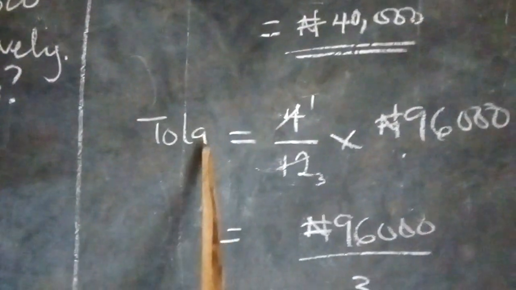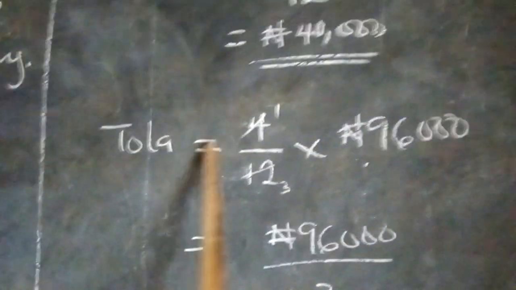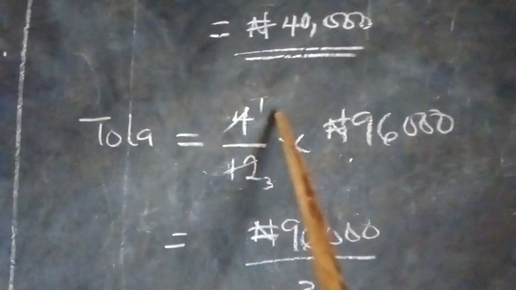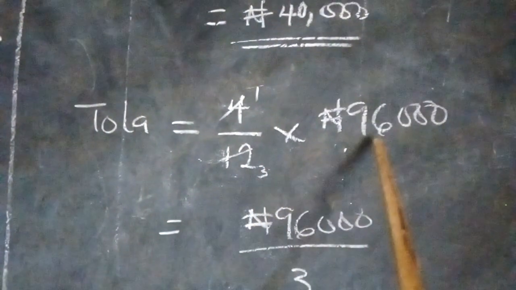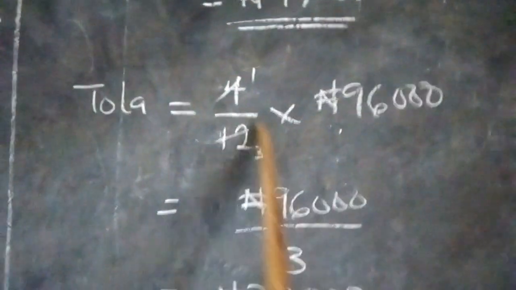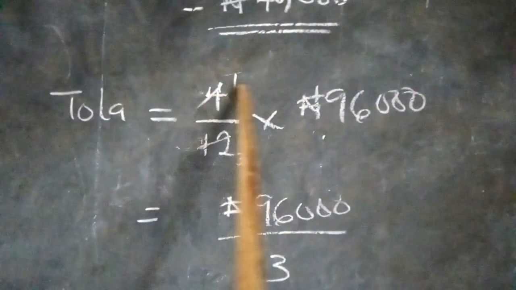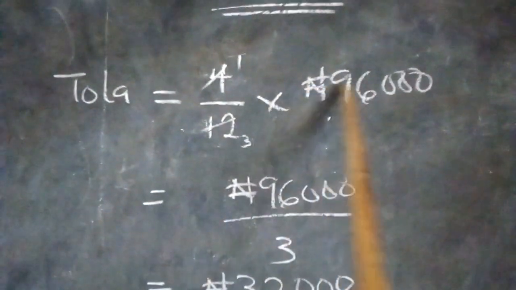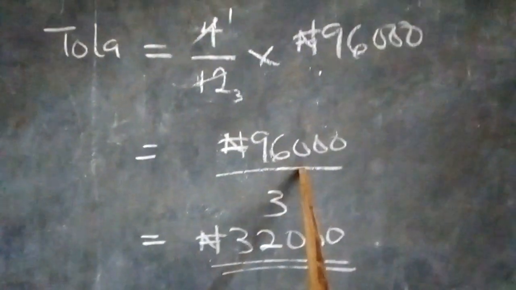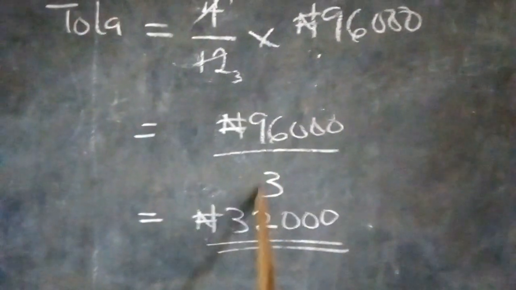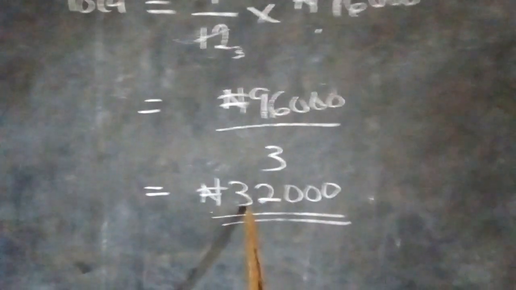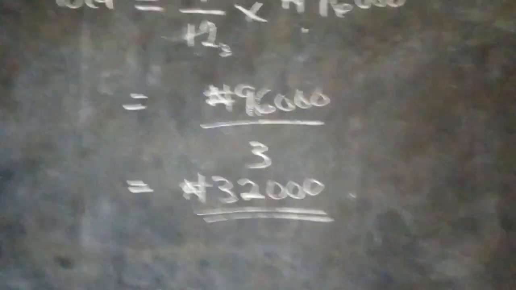Then the third person, Tola, has the ratio of 4. So you say 4 divided by 12 multiplied by 96,000. 4 can go in 12. 4 here 1, 4 here 3. We are having 1 times 96,000, which is 96,000, then divided by 3. That's the denominator. So when you divide 96,000 by 3, the answer is 32,000 naira.